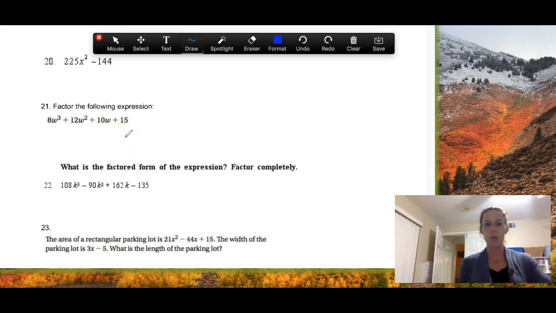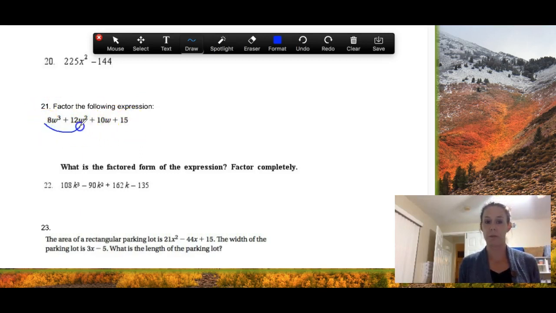This is 4 terms. You're going to factor by grouping. Now, before you start your grouping, see if there's a greatest common factor you can divide out first. That's the first thing you want to do. There's a W, a W, a W. That one doesn't have a W, so I can't pull out W's. 8 and 12 have a 2 in common. They have a 4 in common. 10 doesn't have a 4, but it has a 2 in common. 15 doesn't have a 2 in common. So nothing in common. I'm good.